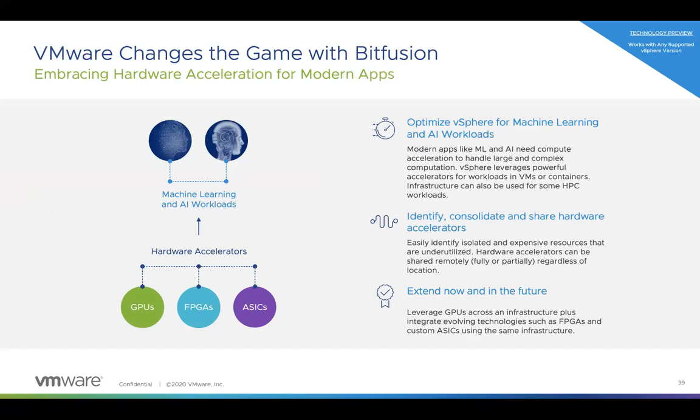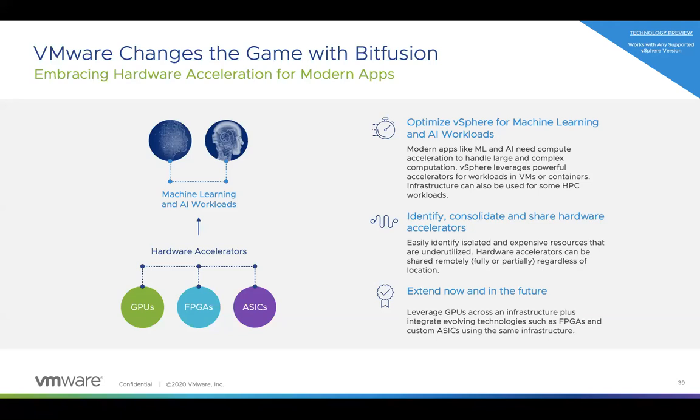So if any of you have new requirements to run AI or ML workloads, then this capability is for you. Last year we acquired a company called Bitfusion. By leveraging Bitfusion, we are trying to optimize our vSphere workloads for machine learning.